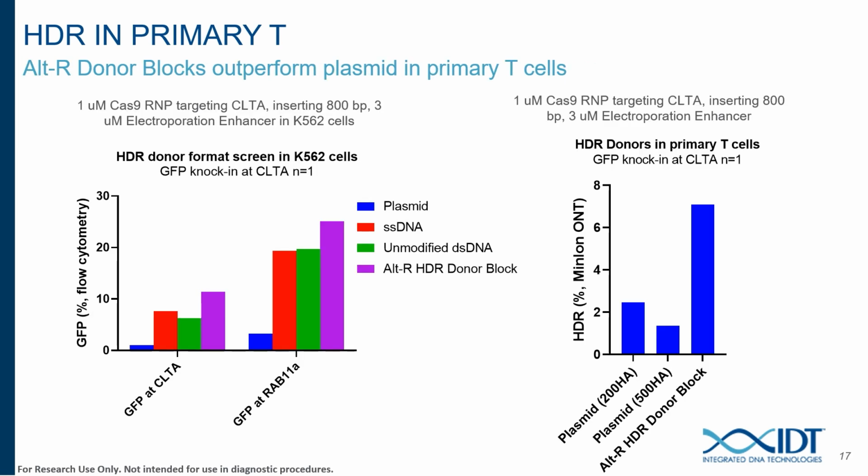And like many labs, we started doing our initial screening in immortalized cell lines. So on the left-hand side of the slide, we're comparing different large HDR donor formats in K562 cells. And this is a GFP knock-in at 2 different targets measured by flow cytometry. And again, we saw really low efficiency with plasmid, a moderate increase when using single-stranded DNA and unmodified double-stranded DNA, and then the highest rates of knock-in were achieved with the Alt-R HDR donor block. And on the right-hand side, we also saw the donor block outperform plasmids in primary T cells.